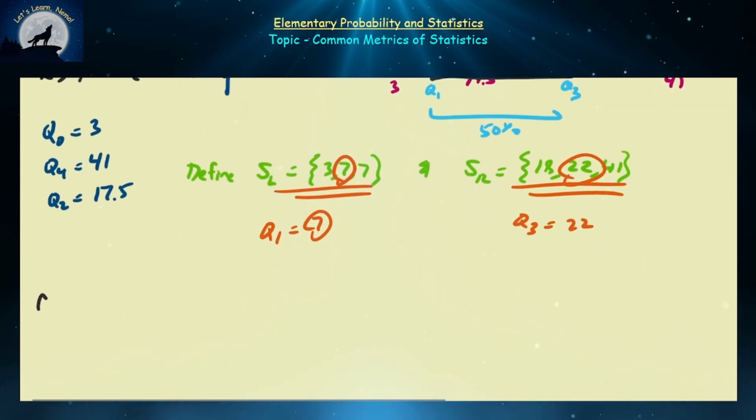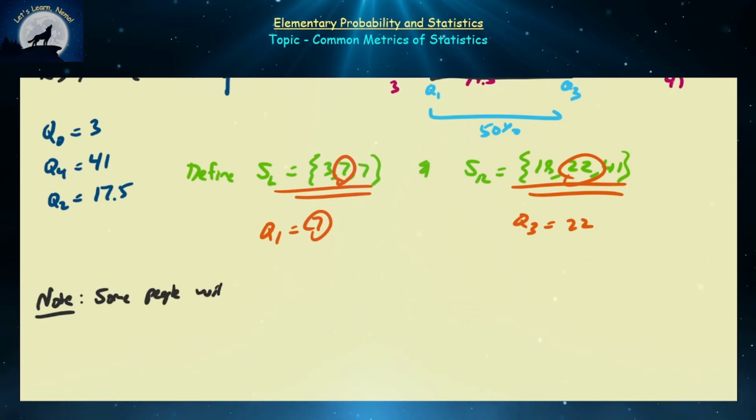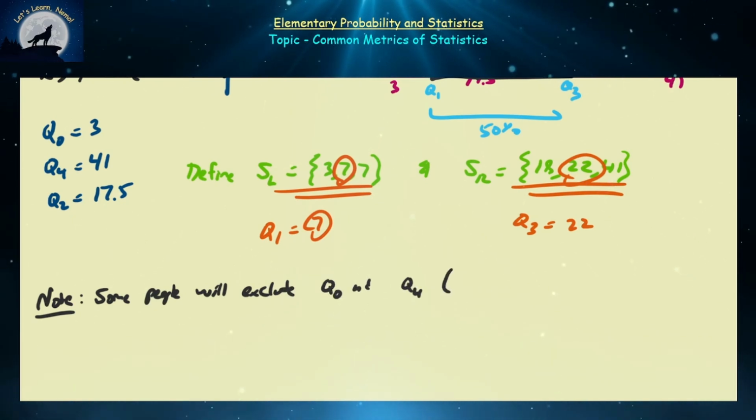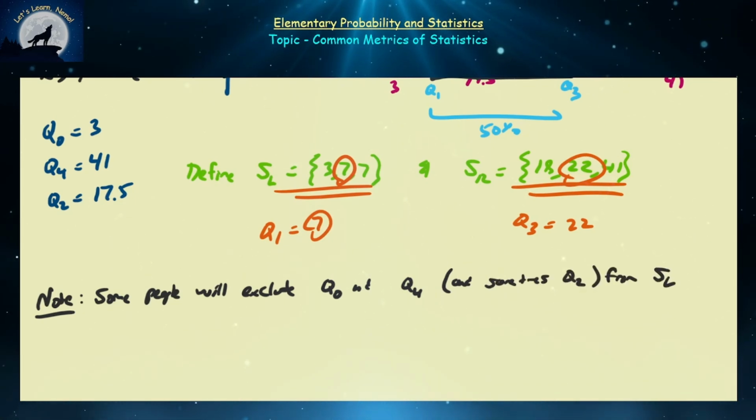Now I do want to make one very subtle note. Some people will exclude Q0 and Q4, and sometimes Q2, from SL and SR, right? And then you get some variations on inner quartiles, such as inclusive inner quartiles and exclusive inner quartiles.